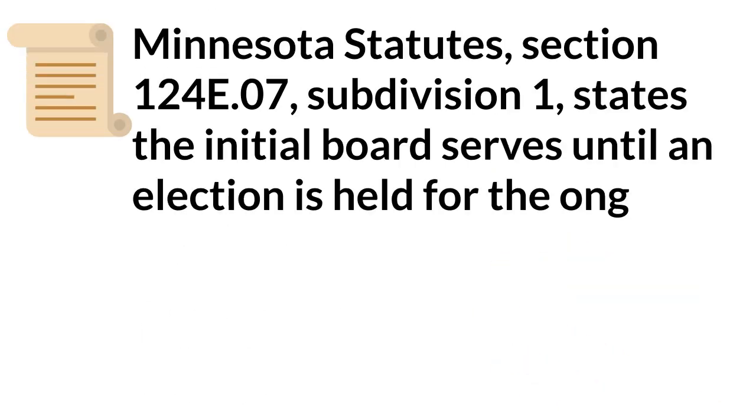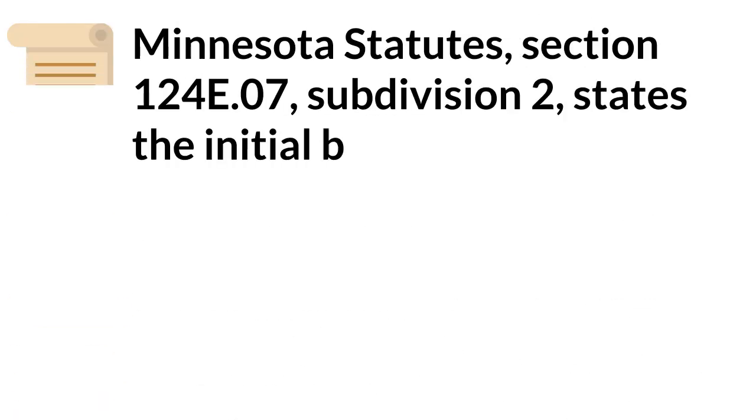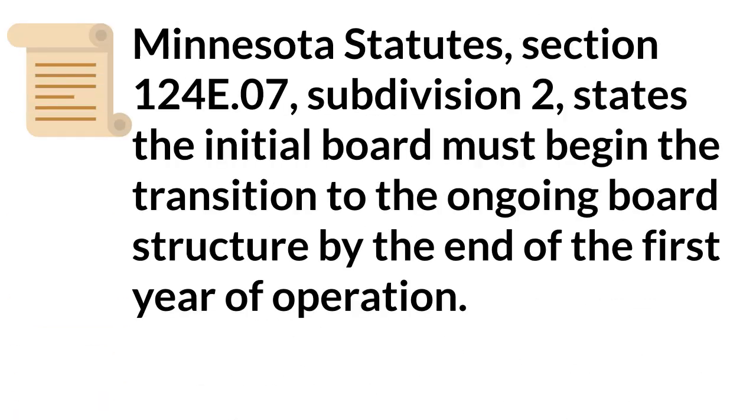Minnesota Statutes Section 124E.07, Subdivision 1, states the initial board serves until an election is held for the ongoing board of directors, according to the school's articles and bylaws. Minnesota Statutes Section 124E.07, Subdivision 2, states the initial board must begin the transition to the ongoing board structure by the end of the first year of operation.